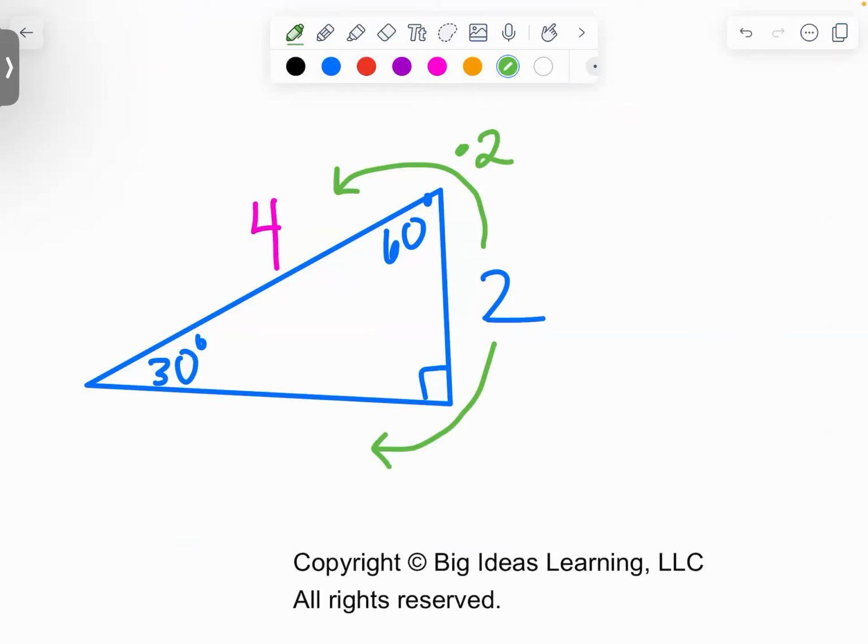Okay, to go from short leg to long leg, we need to multiply by radical 3, which means our long leg is going to be 2 times square root of 3, which is just 2 times the square root of 3. There's nothing we can do with that.